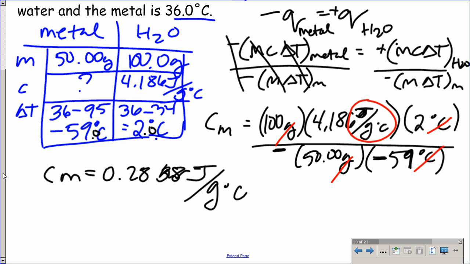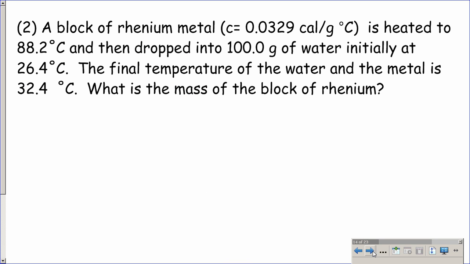Make a note on number 2 for me. Number 2, I gave you the C in what? Calories. So the block of rhenium metal has a C of blah, blah, blah calories per gram degree C. So what C would I be using for water? Would I be using the joules one? No, because it doesn't cancel. 1 calorie per gram degree C. So that's the C for water for that one. I'm just showing you one that does have calories in it. I'm not going to give this example; you can do that one.